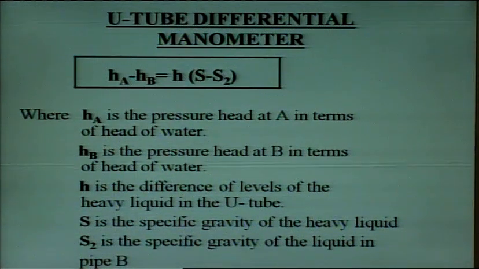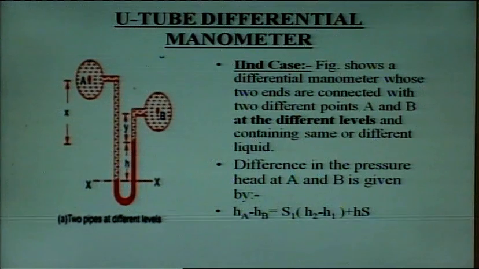So HA minus HB is equal to H times bracket S minus S2. Then comes the U-tube differential manometer. It is the second type.